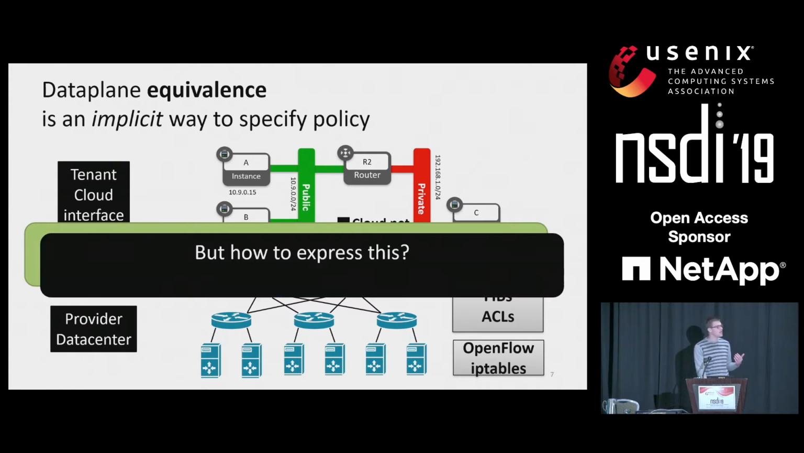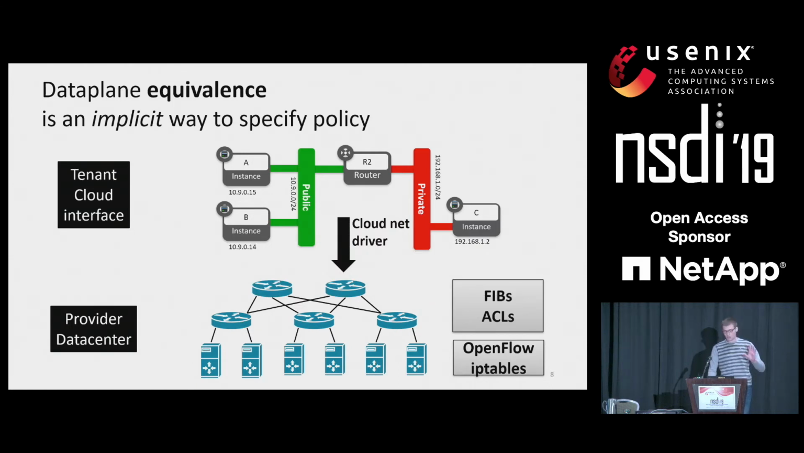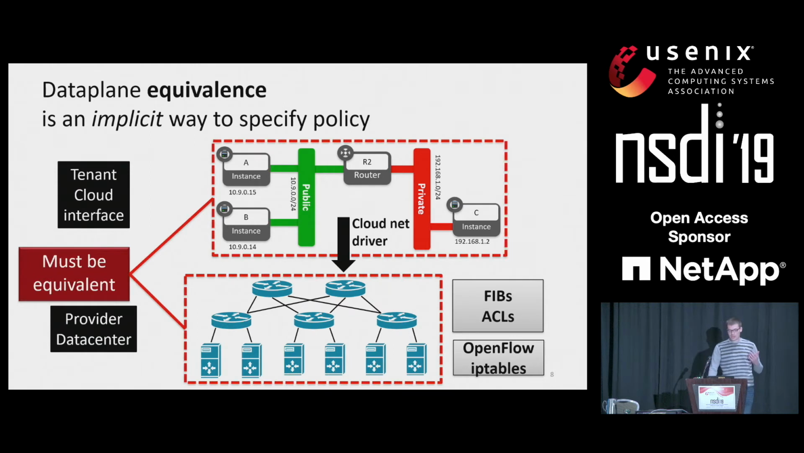But how do we actually express this kind of policy? Well, let's first observe that these two views of the network, the abstract view and the implementation, are basically two data planes. So why not check that these two data planes are equivalent? Because if they are, it's clear that the provider had actually implemented correctly the tenant's intention. I'll proceed by first defining what we mean by dataplane equivalence, then I'll show an algorithm which solves this problem, and then I'll move on to some interesting applications where we find real-life bugs in real-life software.